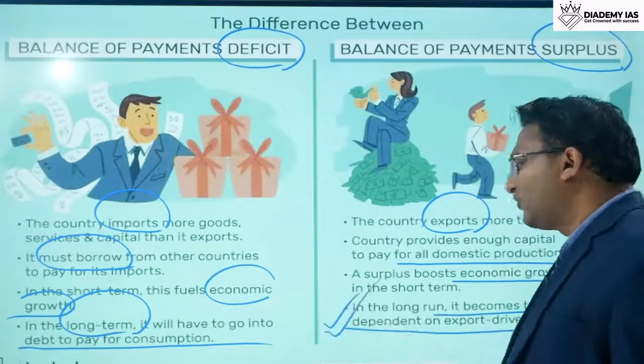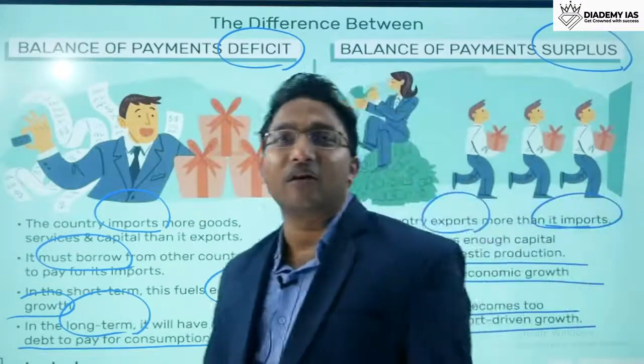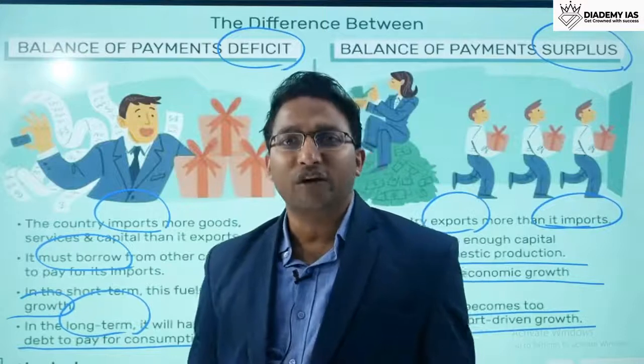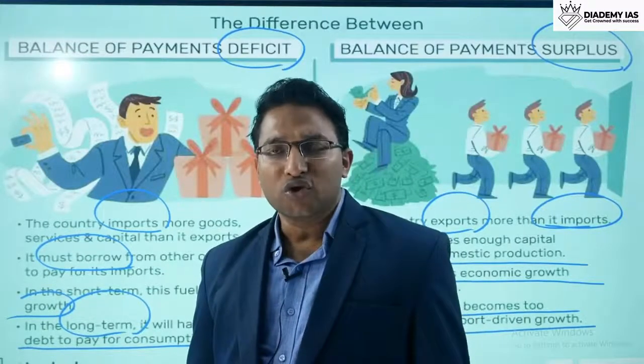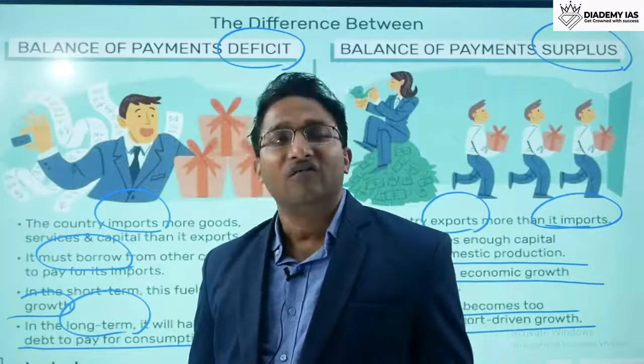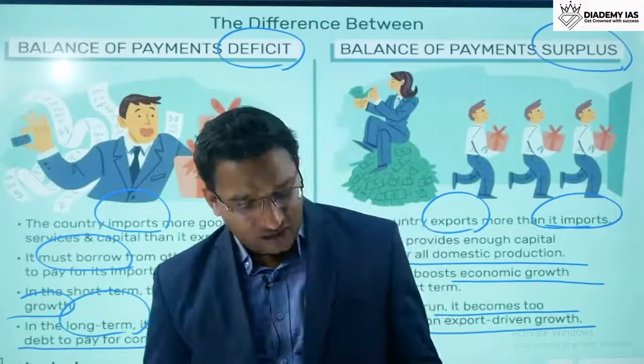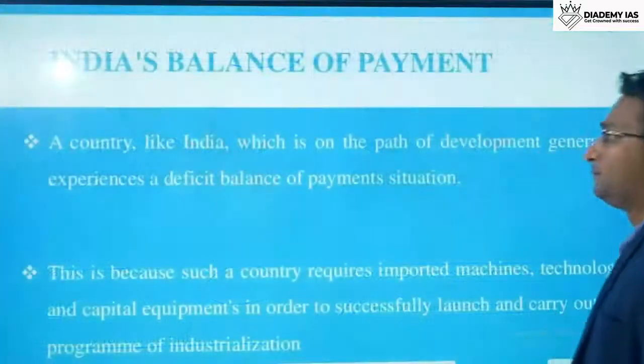So this happened in the case of China. China was largely dependent upon exports for its growth. And because of the over dependence upon exports, when there was a financial crisis in the world, China was the first country to get impacted.